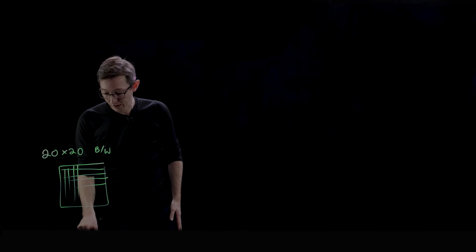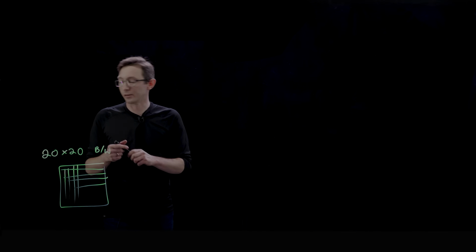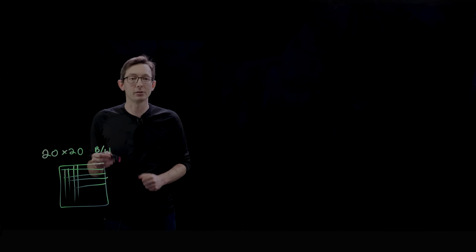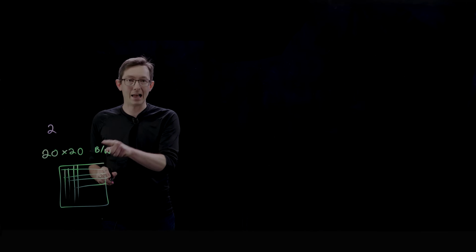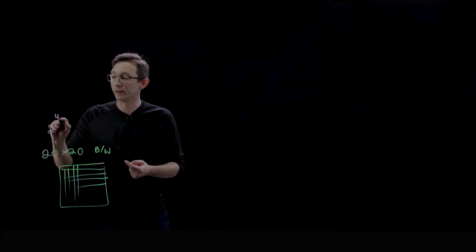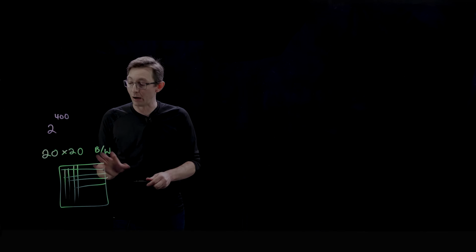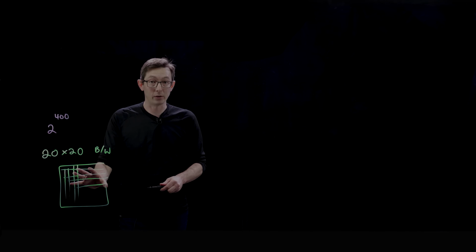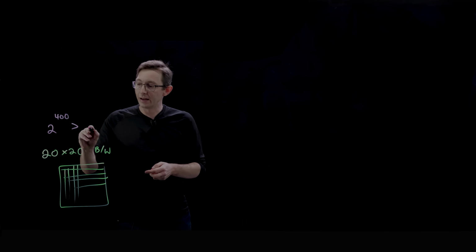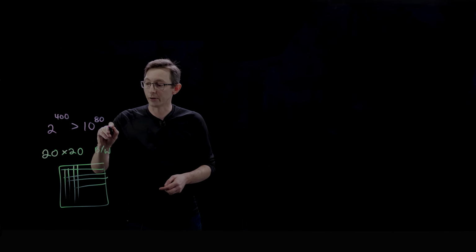How many possible images in this 20 by 20 black and white pixel space can you have? This is a question that is pretty easy to answer if you're familiar with powers. In each pixel you have two choices, black and white, and there are 20 times 20, or 400 pixels. So you have 2 to the power 400 possible black and white 20 by 20 images. This is bigger than the 10 to the 80 nucleons in the known universe.